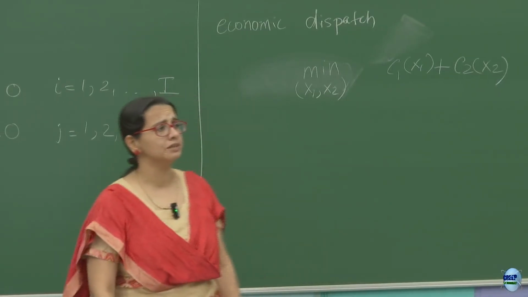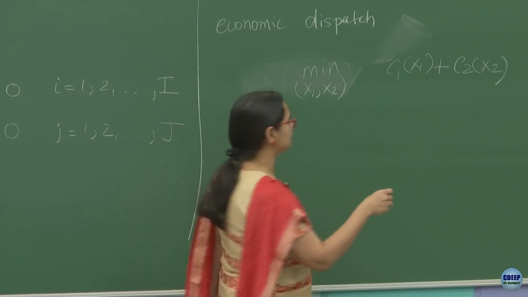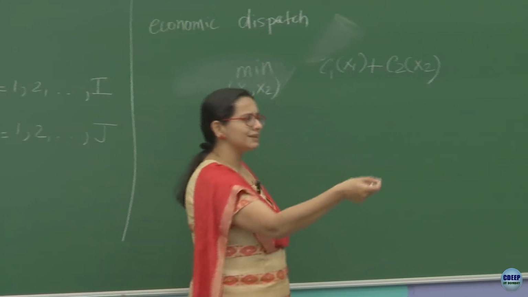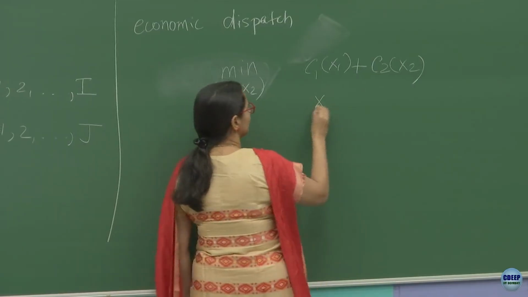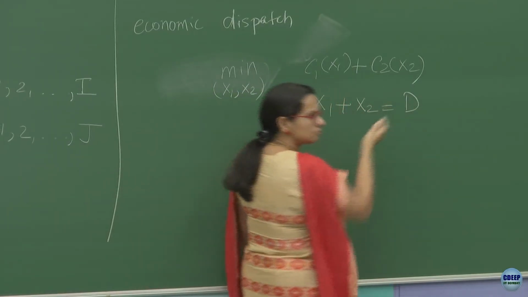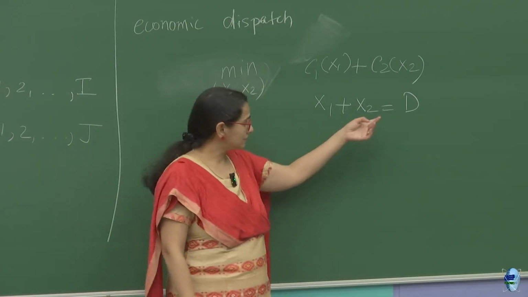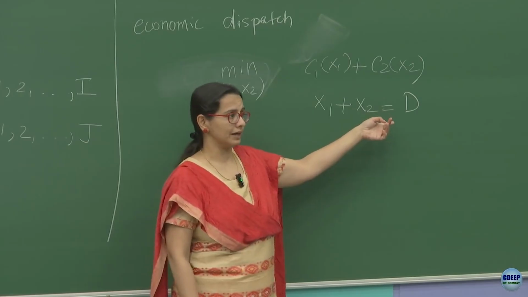What else would be the parameters of the problem? The demand has to be satisfied. And since we are talking of a particular value, we may have, for example, X1 plus X2 being equal to some demand. This is an equality constraint. There's a perfect equal to here, right?